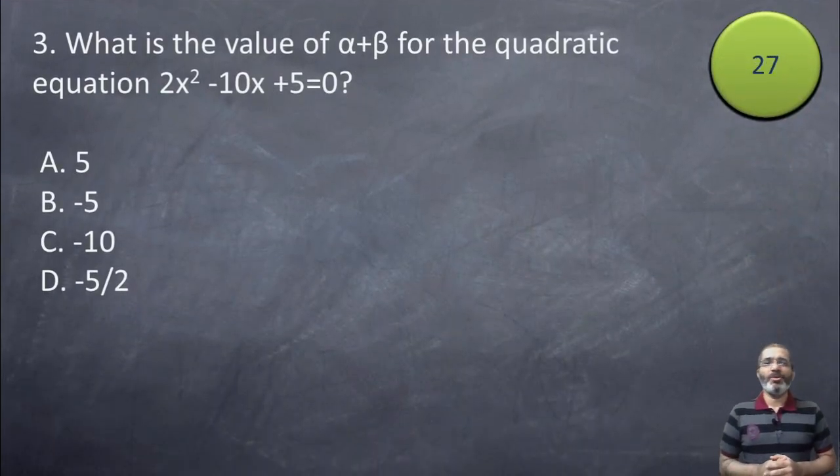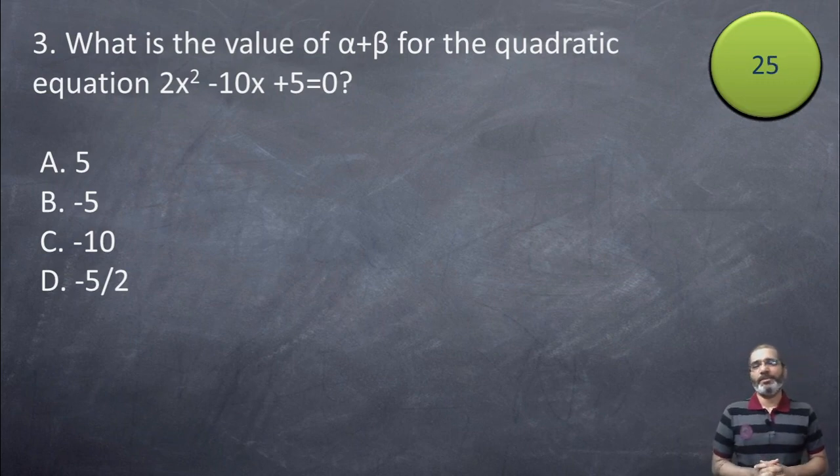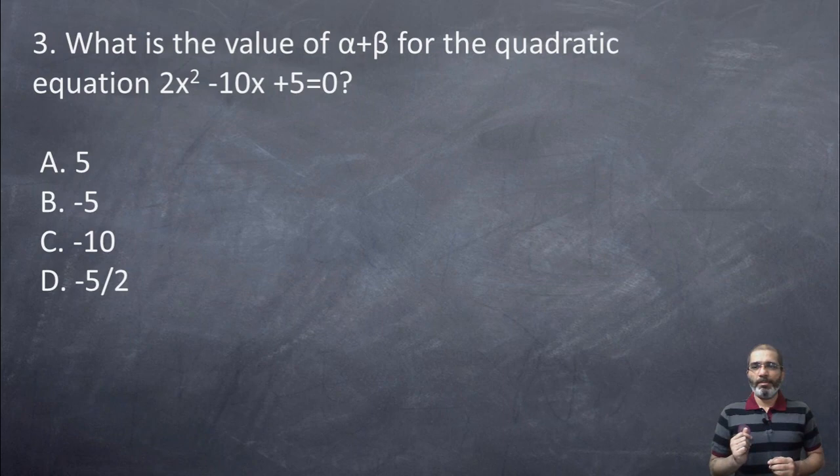What is the value of alpha plus beta? We need to remember the formula, students. Alpha plus beta. Time up. The correct answer is 5.